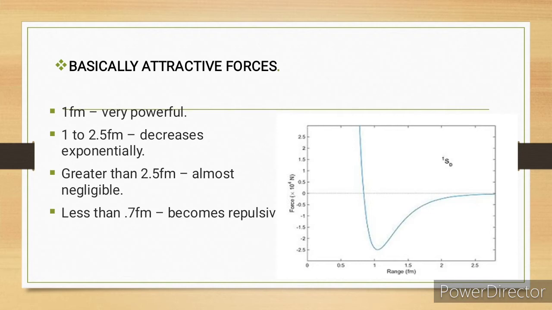Next, the third property of nuclear force, they are basically attractive forces between nucleons, that is between proton and proton, proton and neutron, and neutron and neutron. Only when the distance between the nucleons is less than 0.7 Fermi, it becomes repulsive in nature. When we go through the given graph, we can find that the nuclear force is most powerful at distances of around 1 femtometer. Also, from distances of around 1 to 2.5 femtometer, the force decreases exponentially. Also, for distances greater than 2.5 femtometer, it is almost negligible. And finally, for distances less than 0.7 femtometer, it reverses in sign and suddenly becomes repulsive in nature.